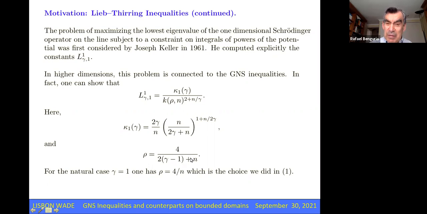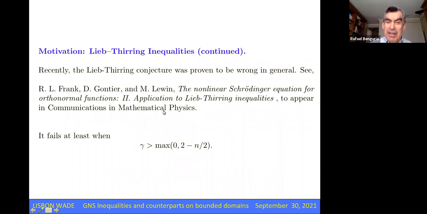And recently, this year, last year, there's a paper that is going to appear, which has been accepted in Communications in Mathematical Physics, by Rupert Frank, Gontier and Lewin. They proved that the Lieb-Thirring conjecture in general is false, and it fails at least when gamma, the exponent of the powers of the eigenvalues, is bigger than the maximum of this quantity here. In particular, when the dimension is two or bigger, it fails when gamma is bigger than zero. So these are very recent results on the Lieb-Thirring inequality.